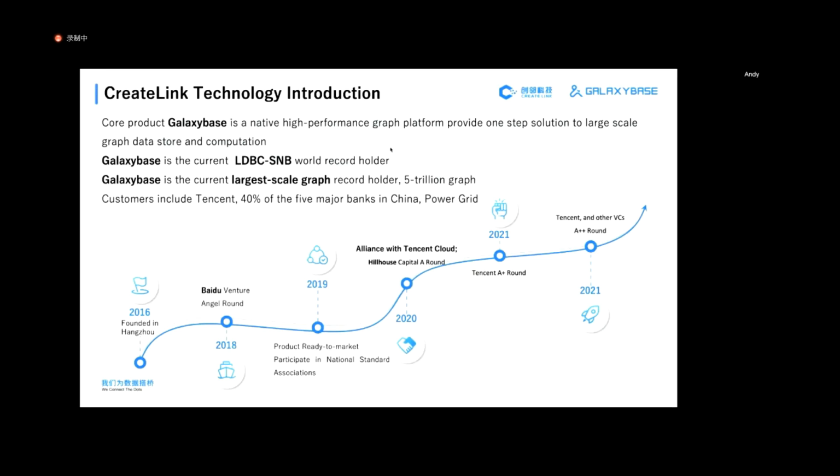Our core product, Galaxybase, is a native distributed parallel graph database platform. We are the current LDBC Social Network Benchmark world record holder and also the current largest scale graph record holder, up to 5 trillion edges. Our customers include Tencent and 40% of the 5 major banks in China, Power Grid, etc.